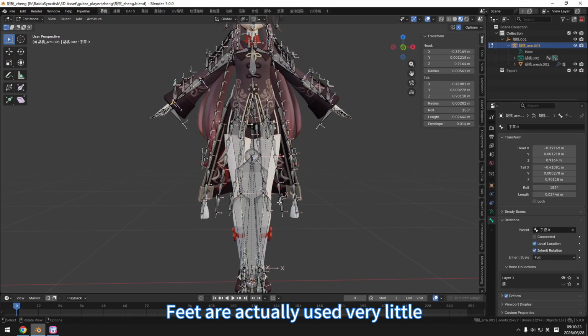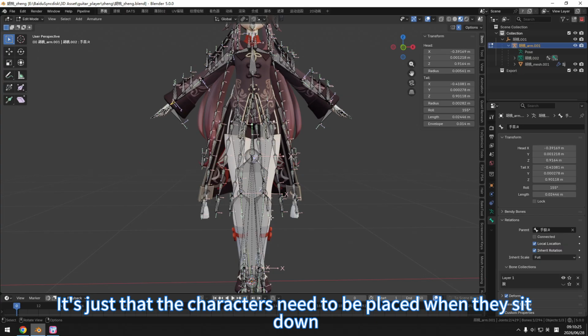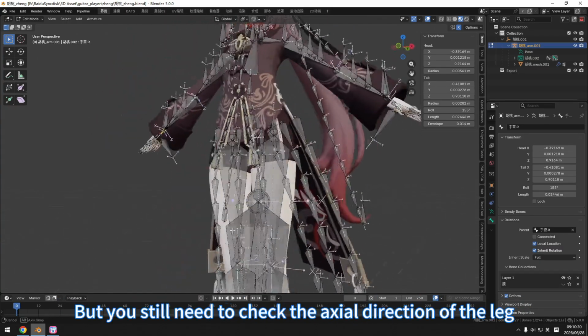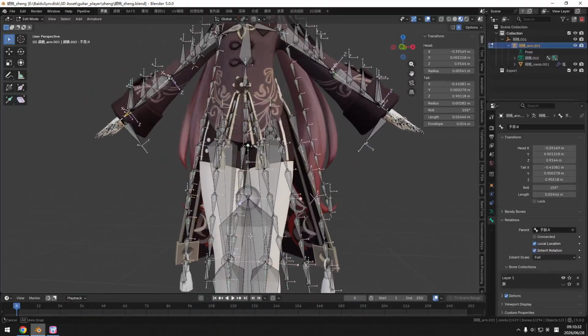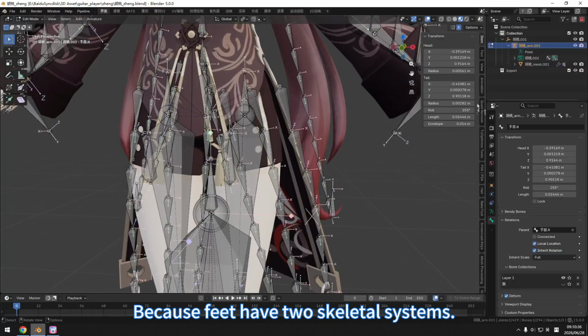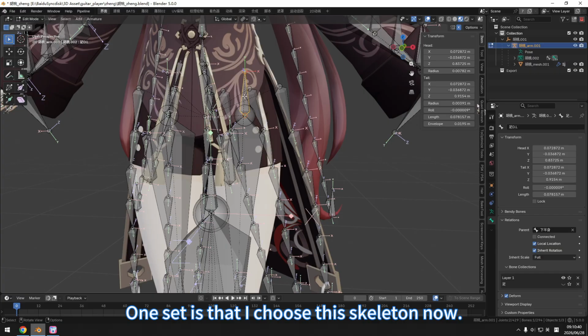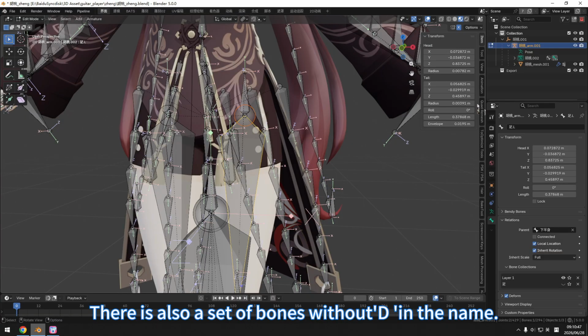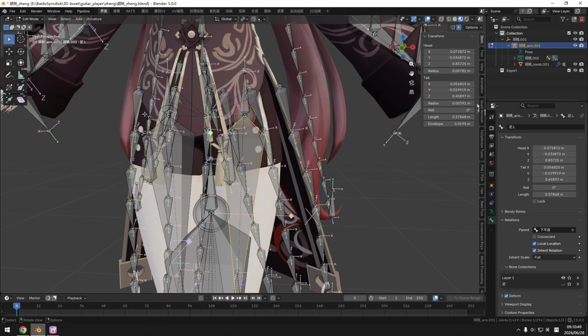Feet are actually used very little. It's just that the characters need to be placed when they sit down. I'll give them IK2, but you still need to check the axial direction of the leg. And the normal MMD skeleton, feet are more complicated because feet have two skeletal systems. One set is that I choose this skeleton now. Do you see it? The name Hassad in it. It's a skeleton. There is also a set of bones without it in the name.